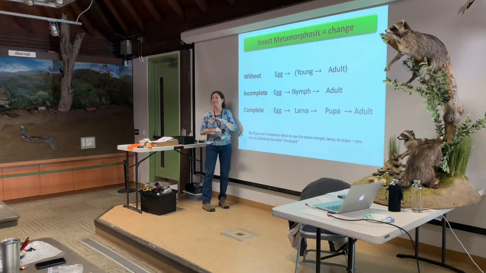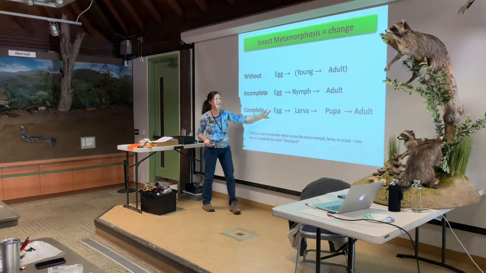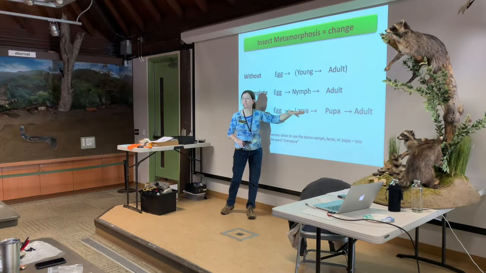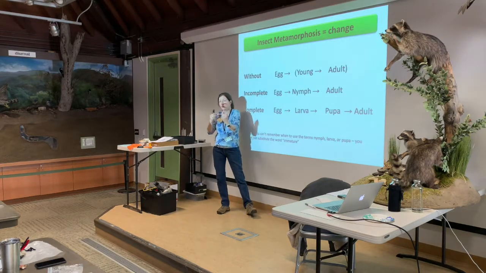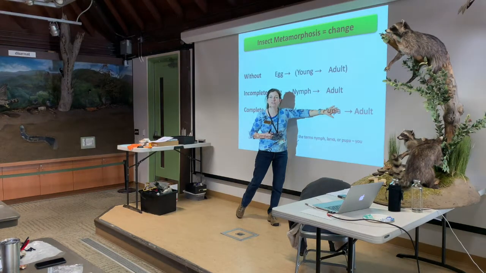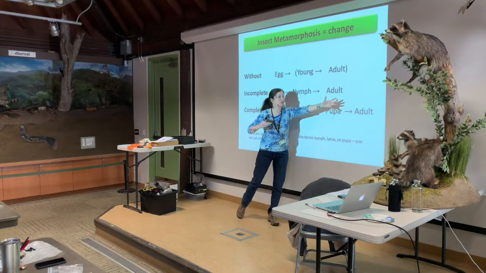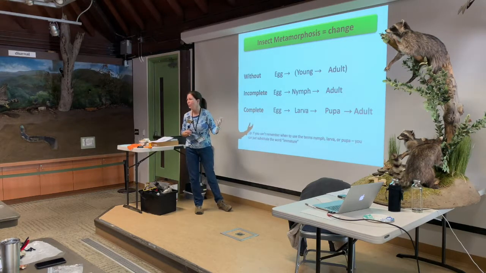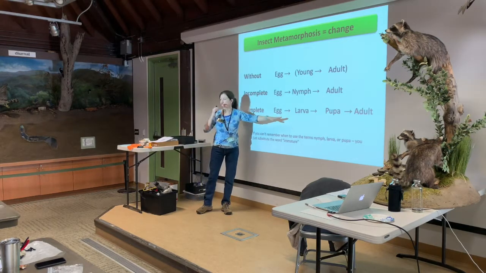Complete metamorphosis is a complete change. Start out as an egg, then they have a stage we call the larva, and then they go into the secret cabinet to do their big huge change, so they're in their pupal stage, in the pupa, and then they emerge as an adult, completely different looking than when they were a larva.